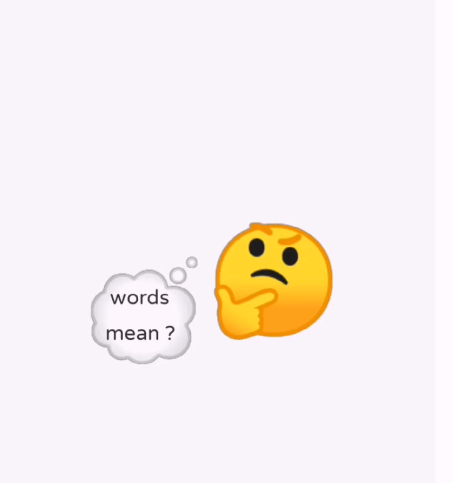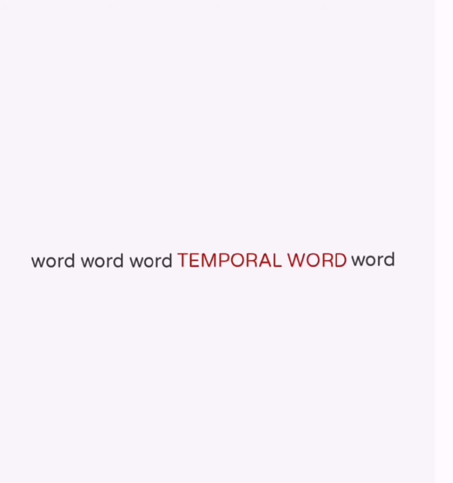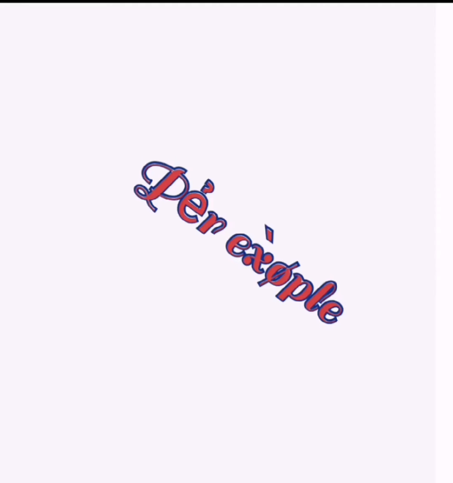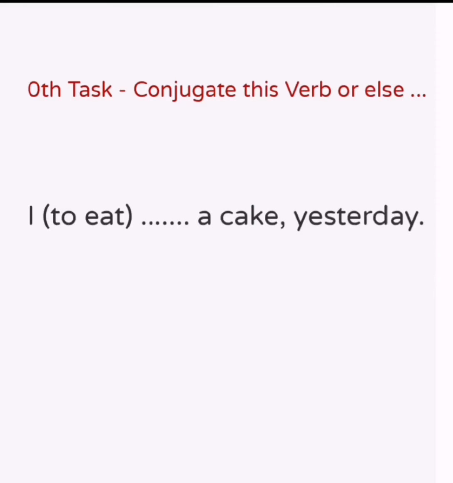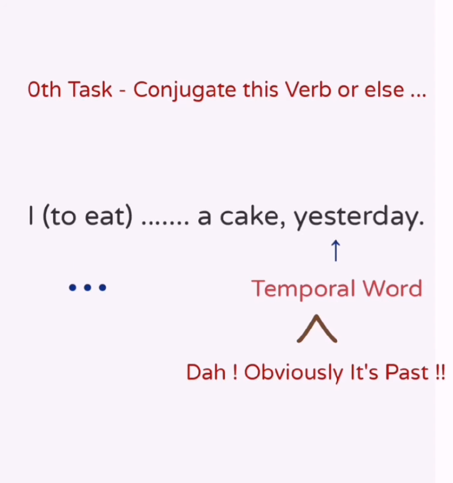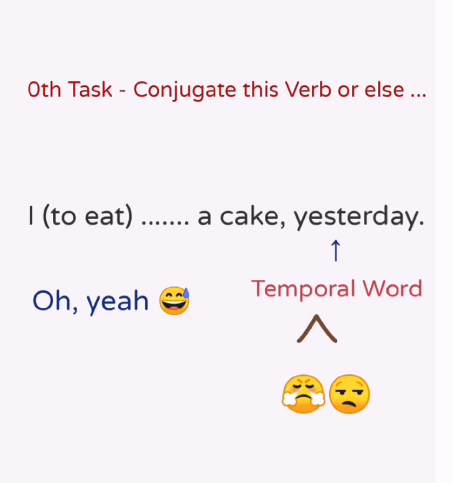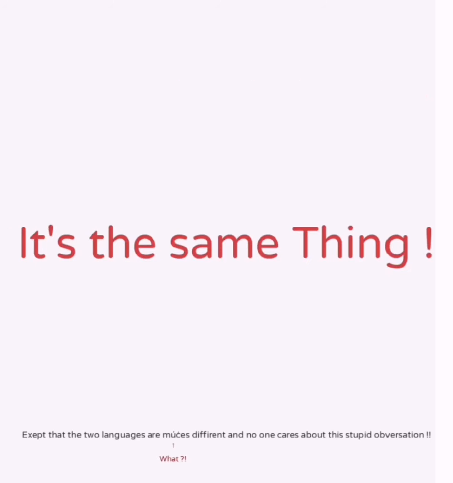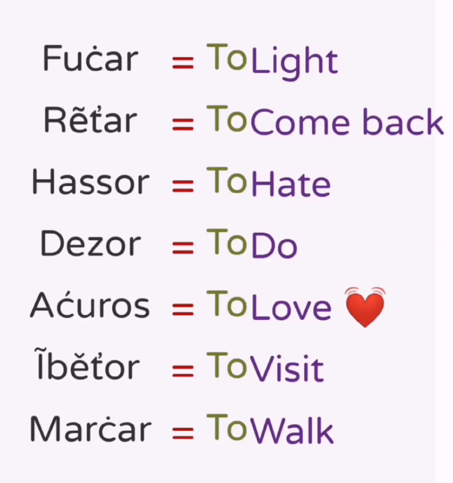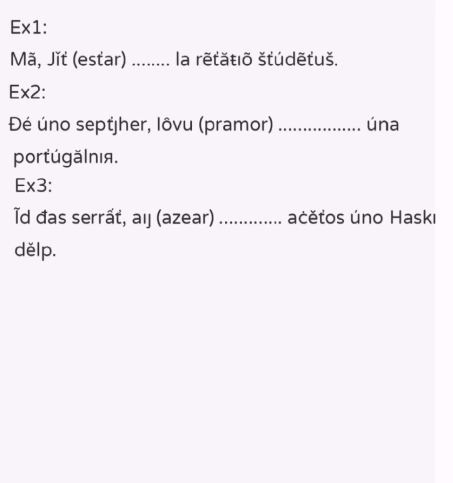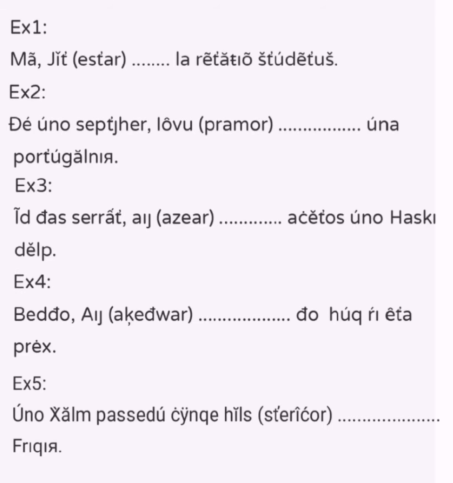For those who don't know what a temporal word means, it is simply a word that gives you an idea about the time that the act is happening in. For example, in this sentence, we pick the temporal word yesterday, so the act is happening in the past. Thus, the infinitive verb will be conjugated as ate, I ate. It's the same thing, so these are the temporal words in Penghripusch. And now I will give you some exercises to correct in the next video.